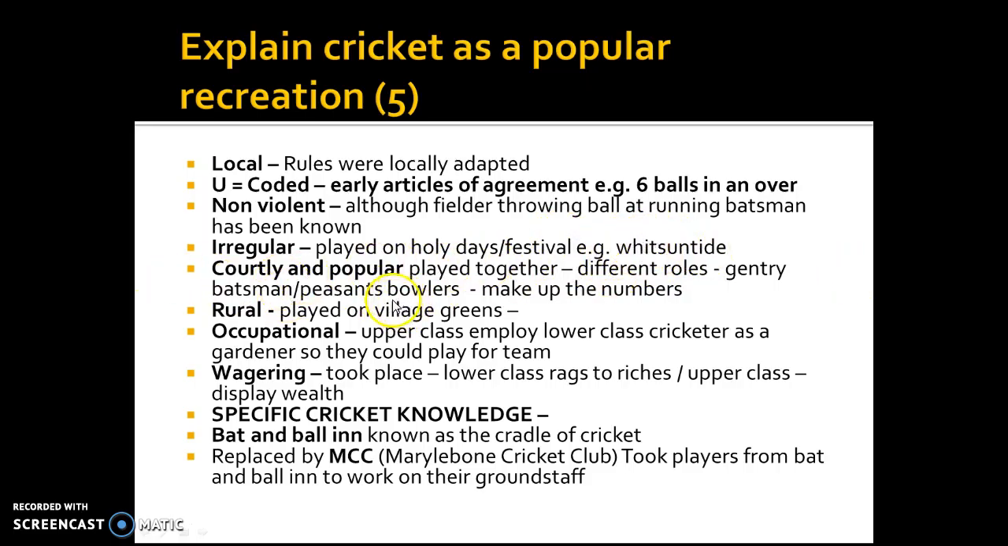Then you're going on to courtly and popular, so played together. We've talked earlier about, well, we will be talking in a minute, an exam question about social class. This is a perfect example of different roles within the same game. You had the courtly and popular actually playing a sport together in cricket, again an anomaly to the other popular recreations. So you'd have gentry as the batsmen, and peasants, or poor people, as the bowlers, or making up the numbers, or fielding.